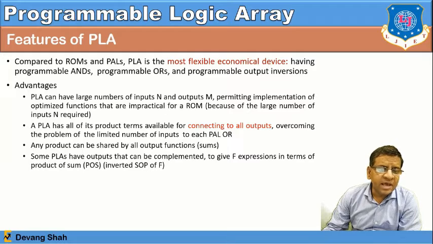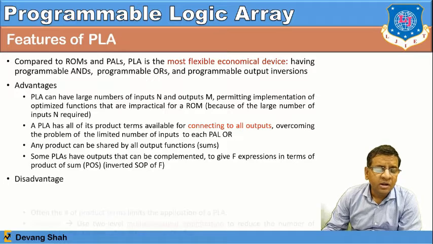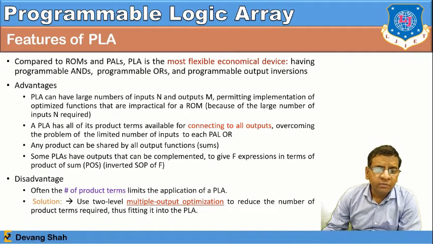So some PLAs have outputs that can be complemented to give the F expression in terms of the product of sums. Again, the inverted form is SOP, which we have just discussed in the first slide. What are the disadvantages? Often this kind of product terms limits the application of PLA solution to two-level multiple-output optimization, to reduce the number of product terms required for fitting into the PLA.